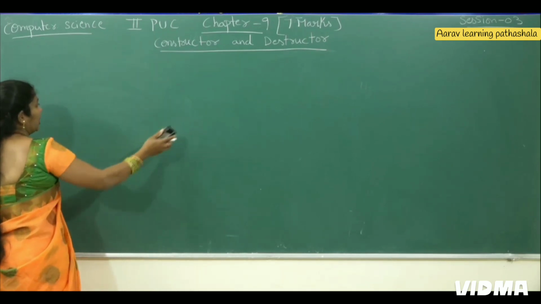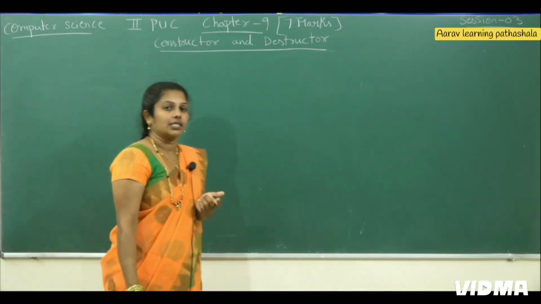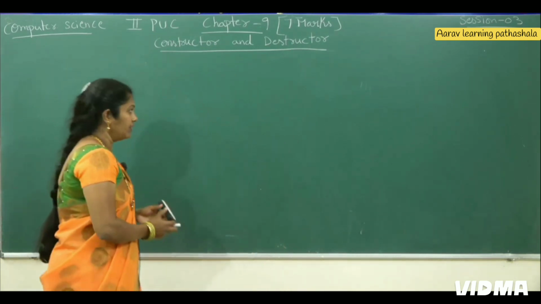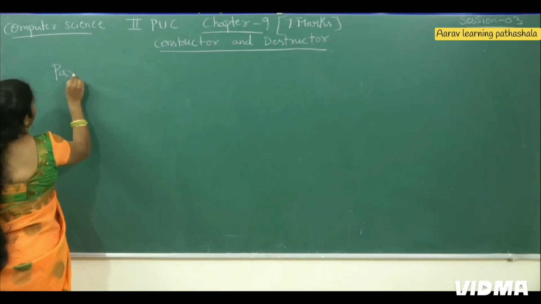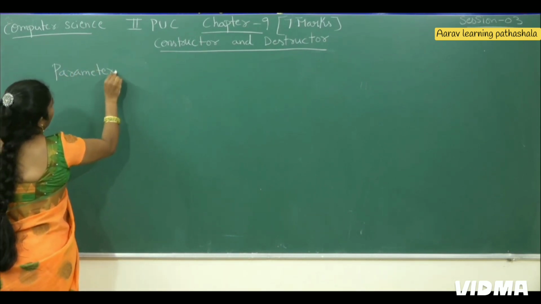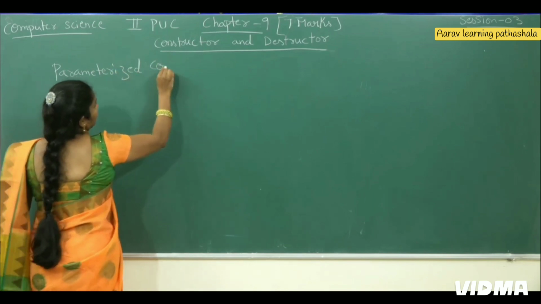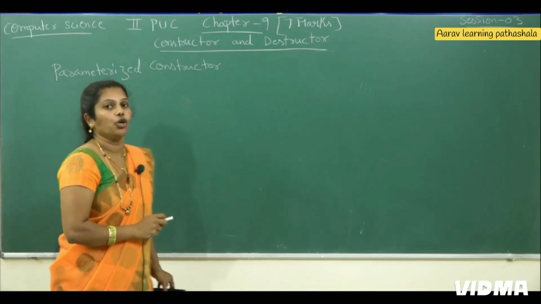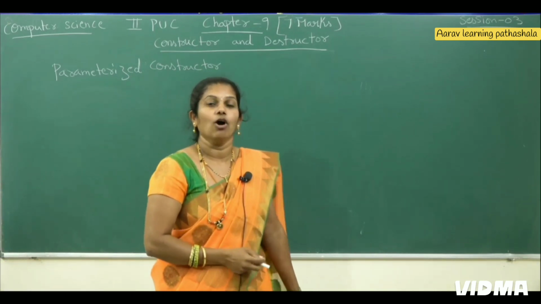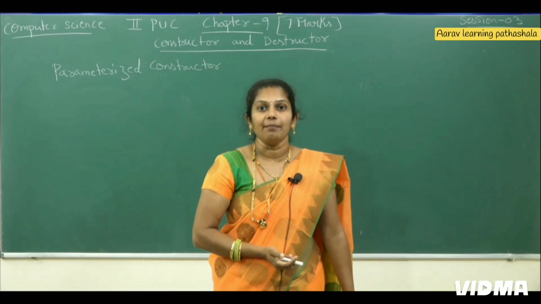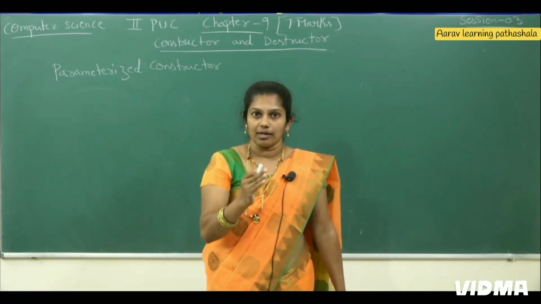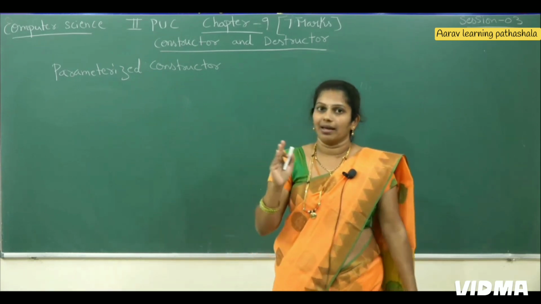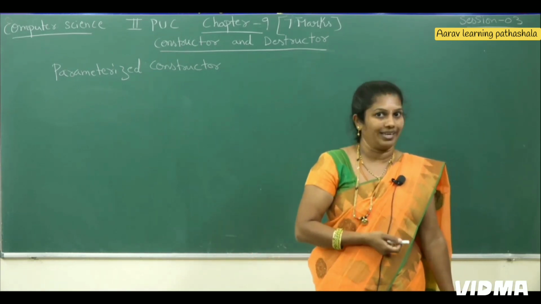You should already know that a constructor is a special member function used to initialize the object of a class automatically. But when we come to the parameterized constructor, a constructor which is having arguments is called a parameterized constructor. If a constructor has arguments or parameters, we call it a parameterized constructor, or an argument constructor also we can say.